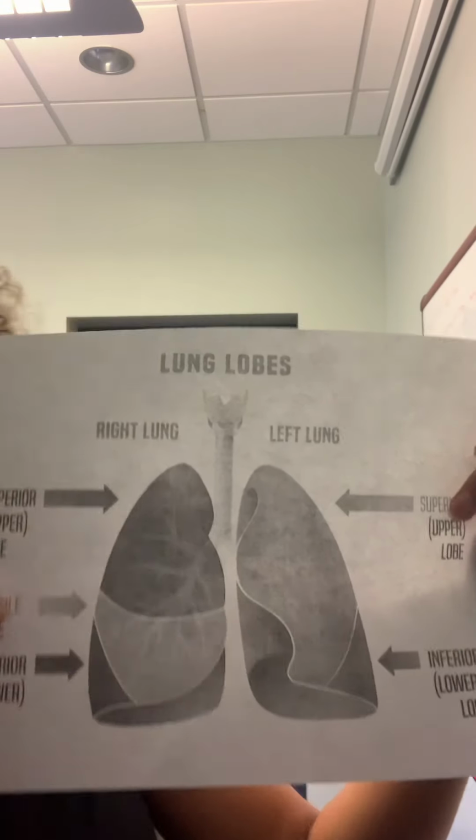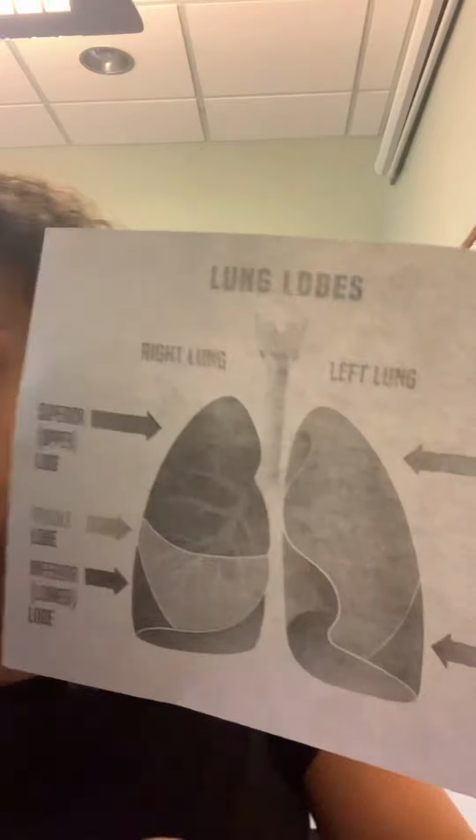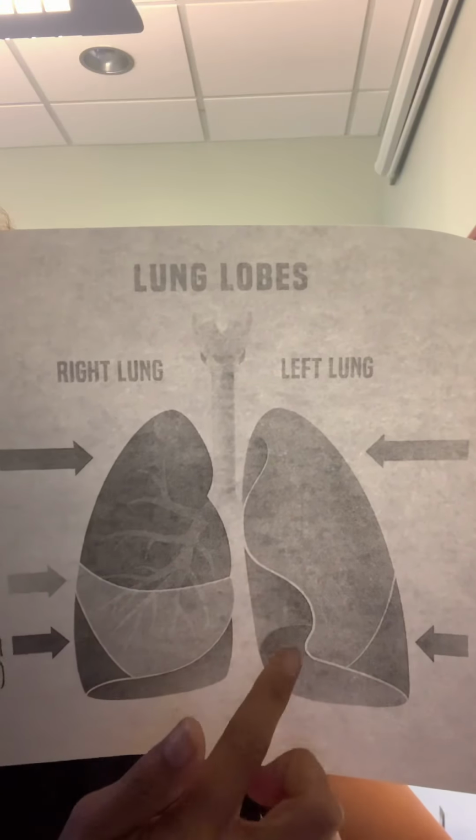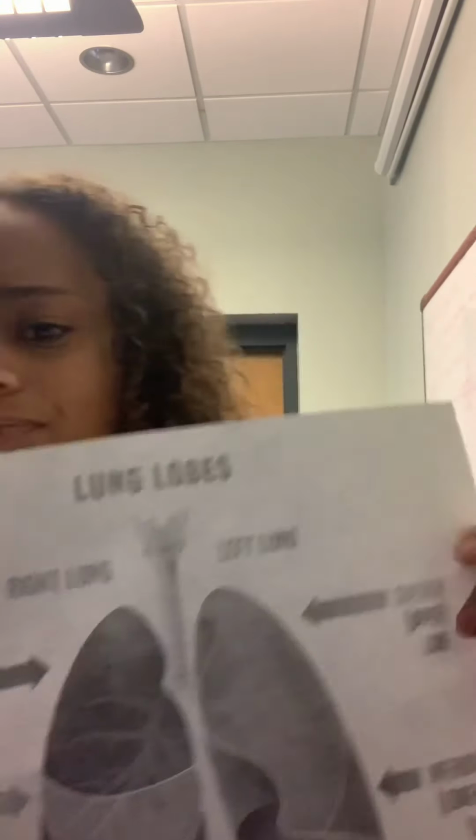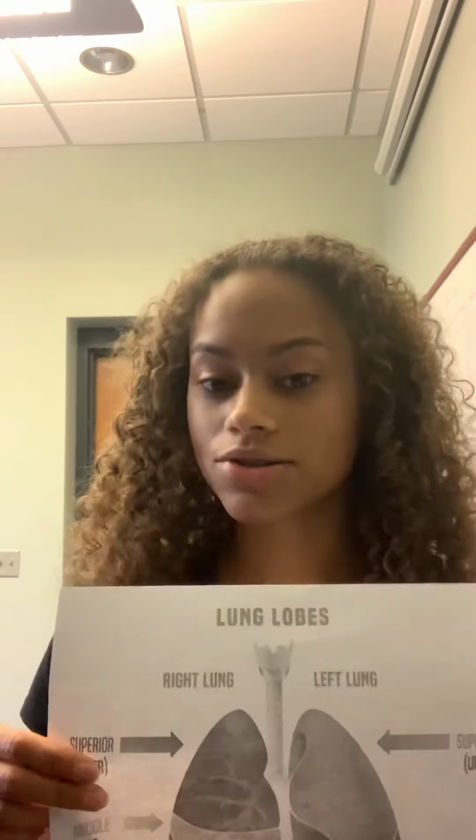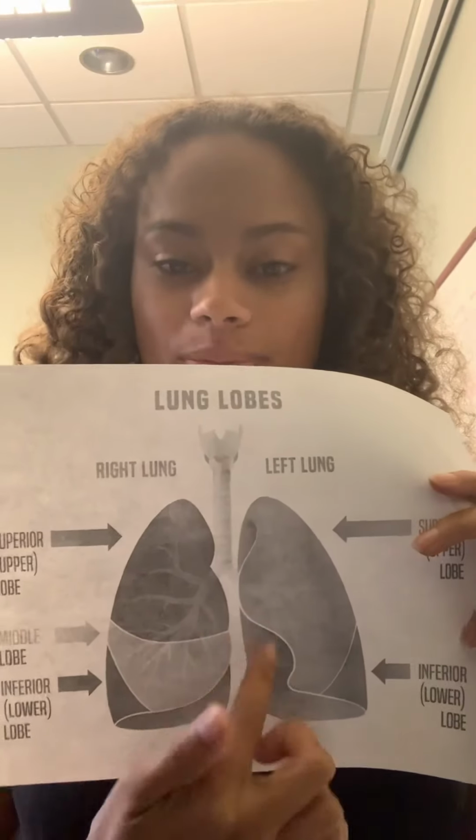And this is because the left lung is a little bit smaller. You can see here, there's a little notch in the left lung. That notch is called the cardiac notch because the heart has to have space to sit right here.